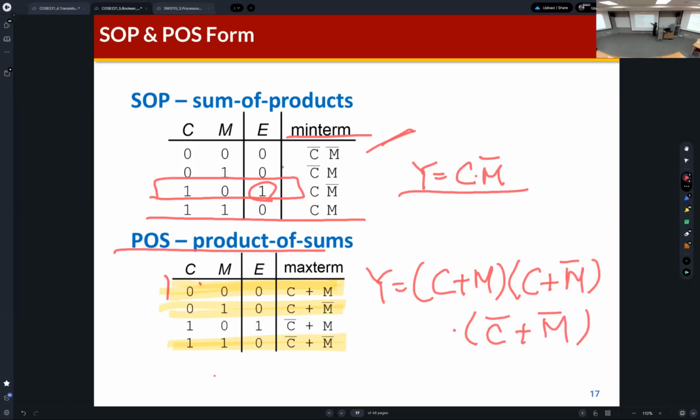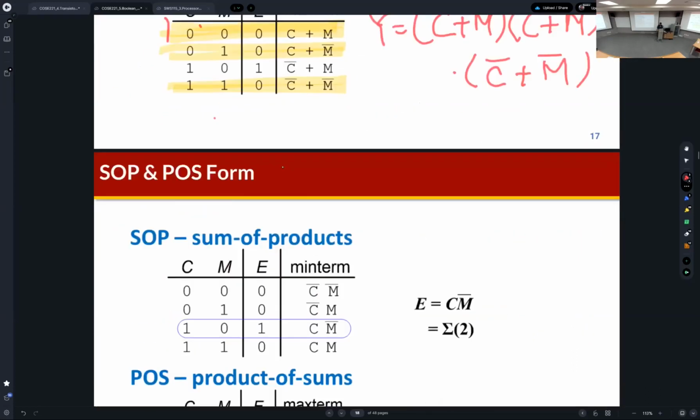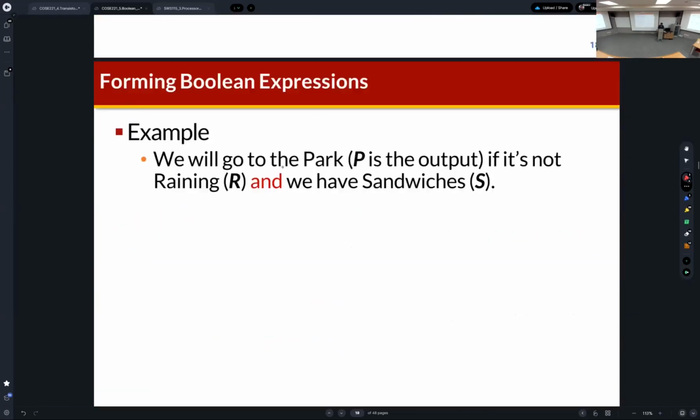If we can generate Boolean equations, then we can implement a basic digital system using basic logic gates, like AND gate and OR gate, right? Do you understand? Okay. So this is the answer.